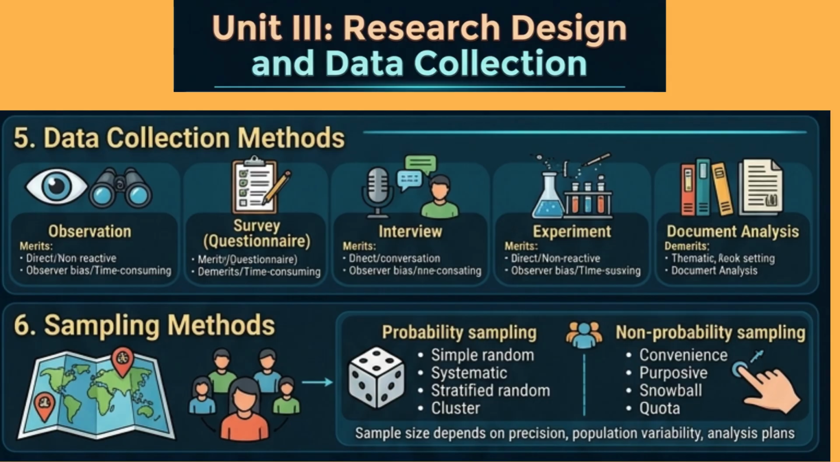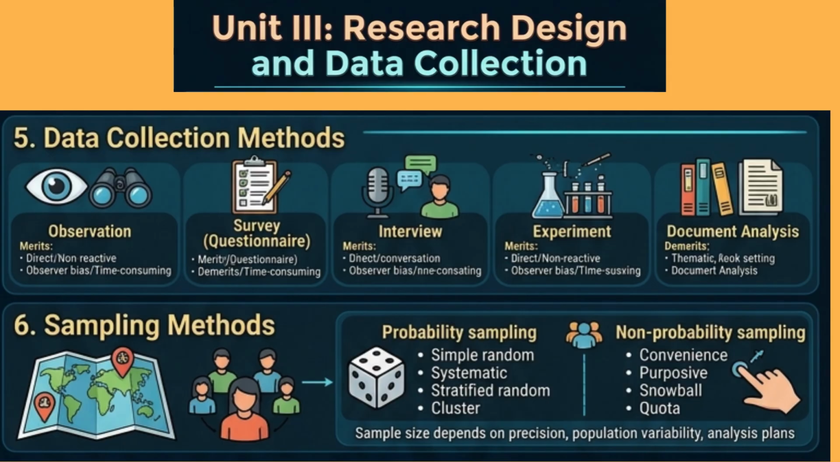Sampling methods. In most research studies, it is impractical to collect data from every member of a population. Therefore, researchers select a sample that represents the larger population. This process is known as sampling. Probability sampling methods rely on random selection and allow researchers to generalize findings to the broader population.